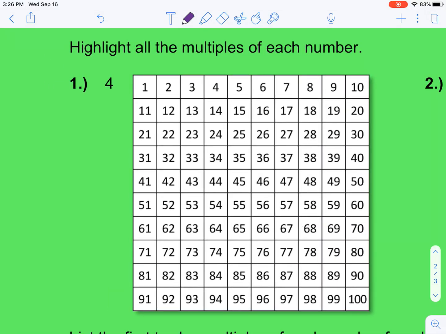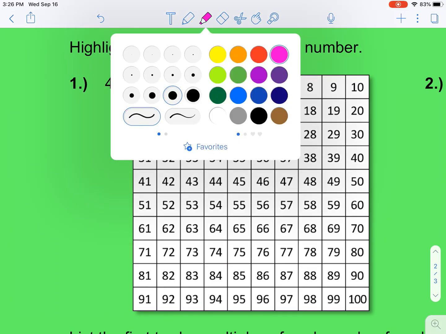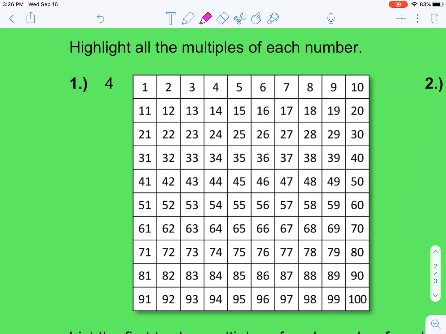It says to highlight all the multiples of each number. So pull out your highlighter. What we are going to do is find multiples of 4. So 4 times 1 gives me 4. 4 times 2 gives me 8. 4 times 3 gives me 12. 4 times 4 gives me 16. 4 times 5 gives me 20. So far, our first couple multiples of 4 are 4, 8, oops, I highlighted the wrong one, I'm sorry. 4, 8, 12, 16, 20, and we're going to continue until we get all the way through our hundreds chart.